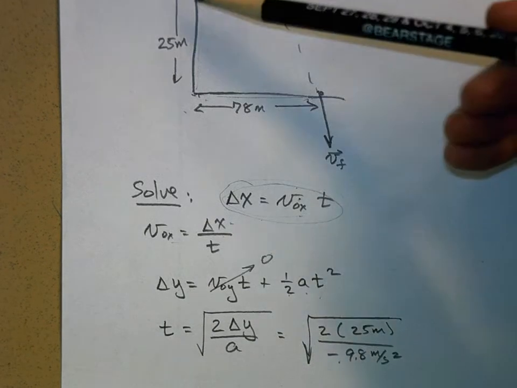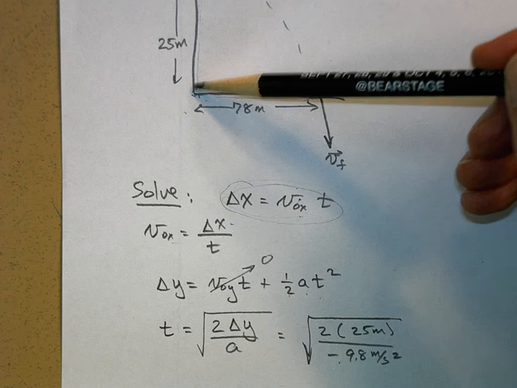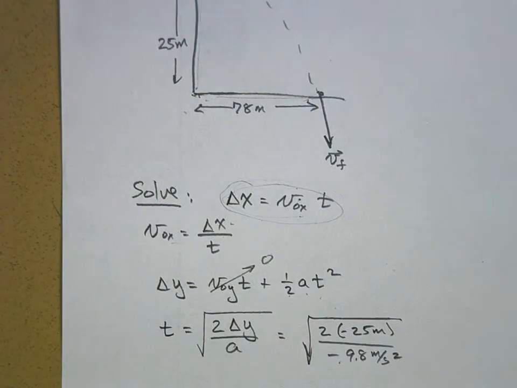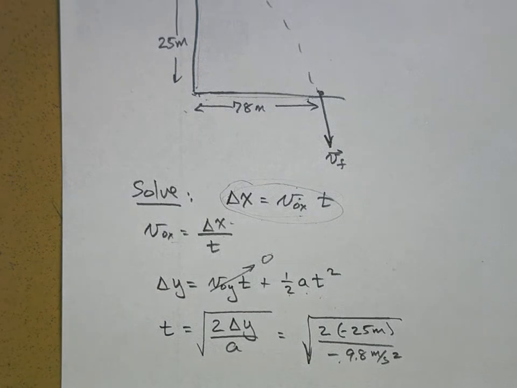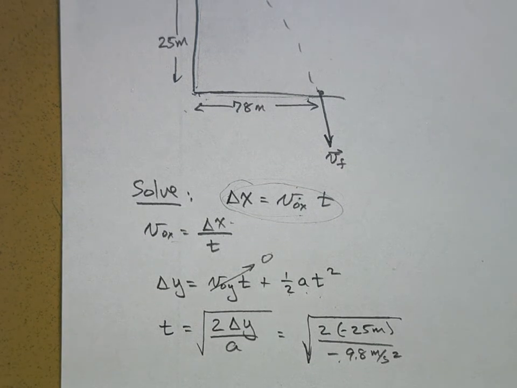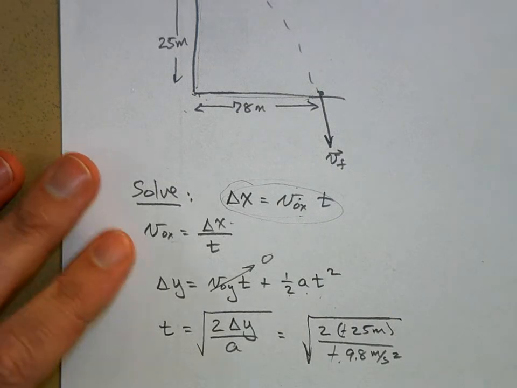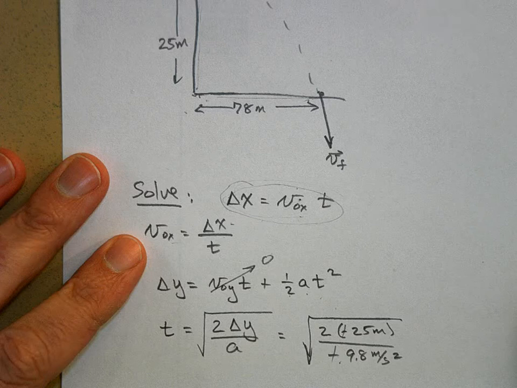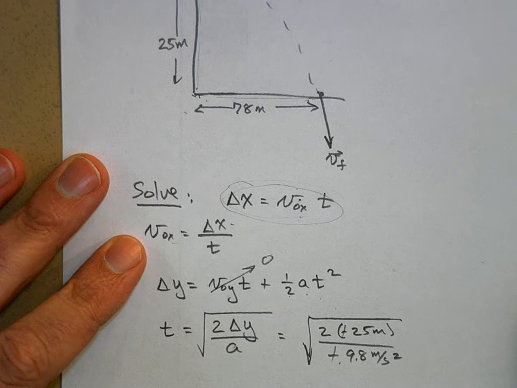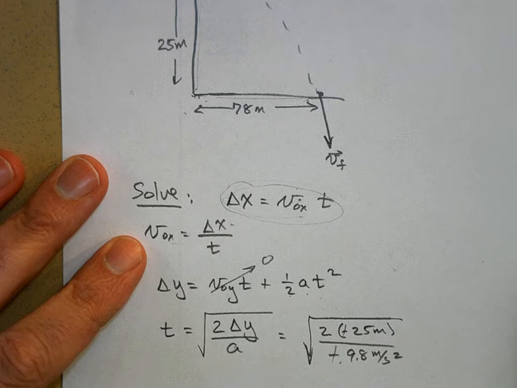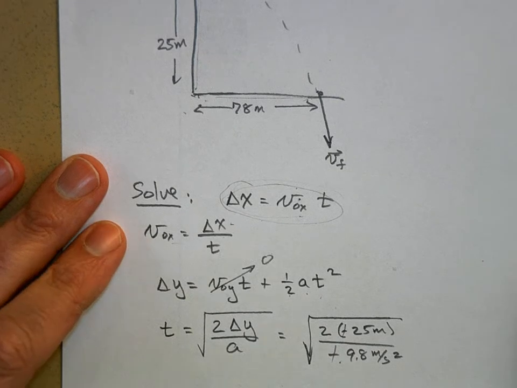And then you go, oh, wait, I dropped 25 meters. So since down is negative, this delta y is negative 25 meters. You'll probably need to know to do that on the final. So the negative goes away. I take out my calculator. 2 times 25, well, obviously that's 50, divided by 9.8. I get 5.102. And then I take the square root of that, and I get 2.26 seconds.